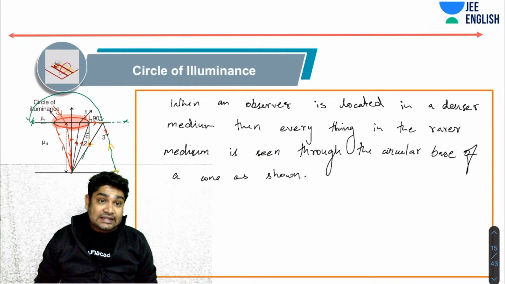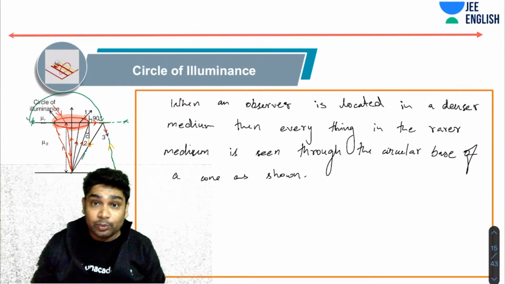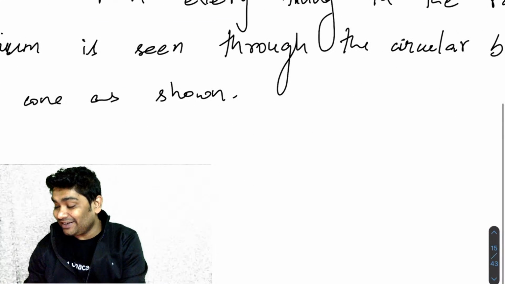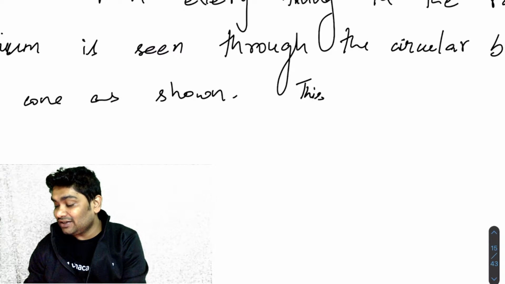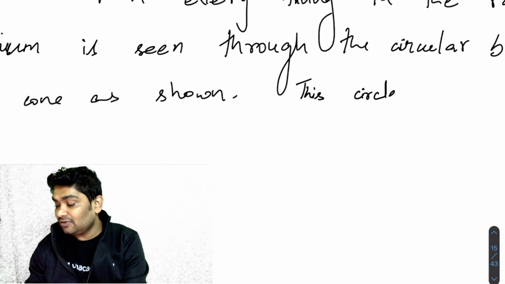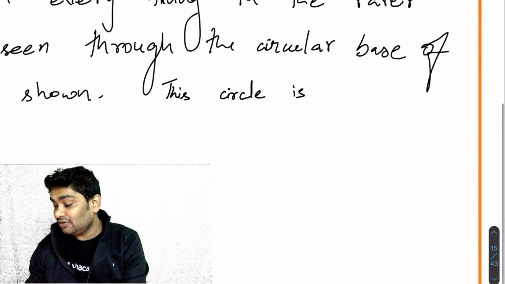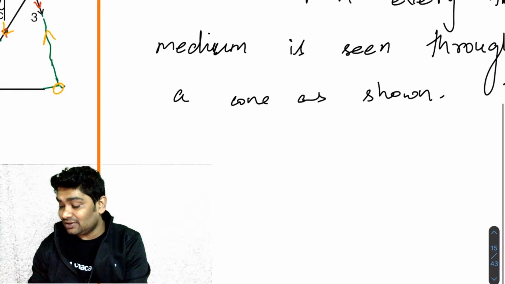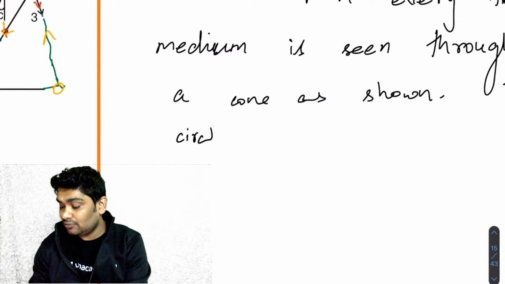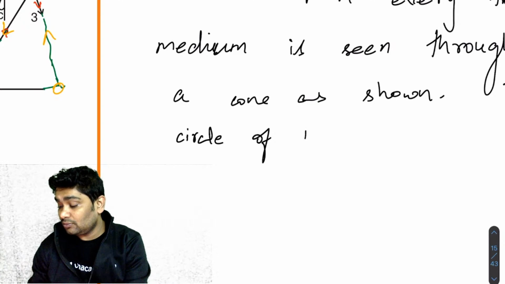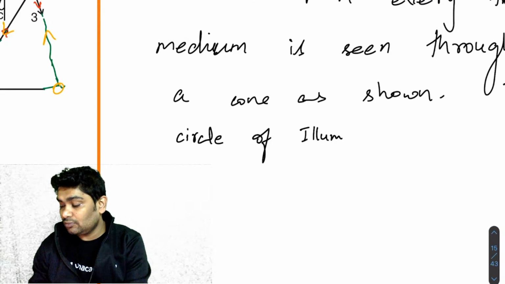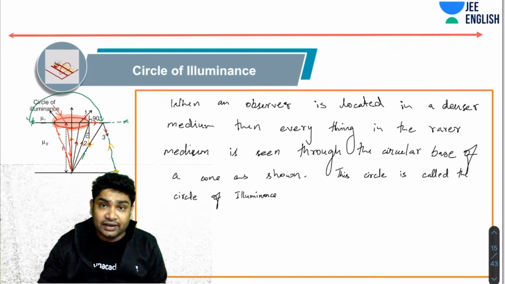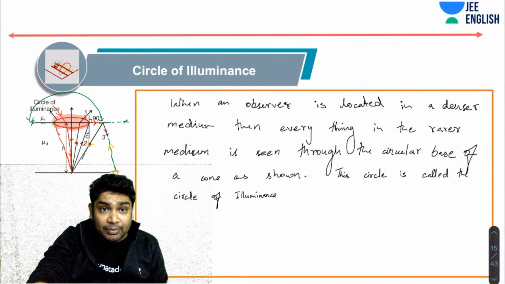Now, this circle is what you call the circle of illuminance. So let's just write that here. This circle is called the circle of illuminance. All your vision of the outside world, of the lighter medium, is happening through this circle.